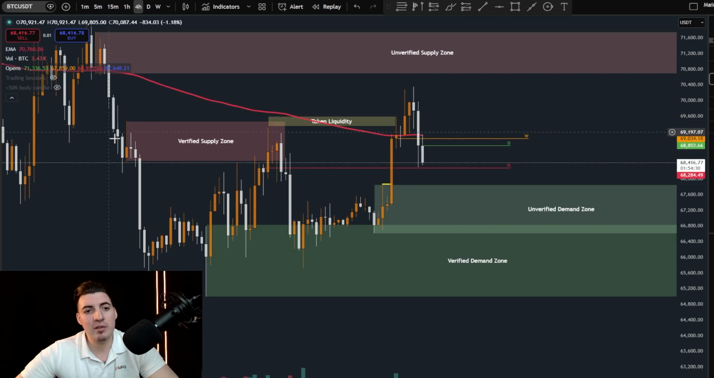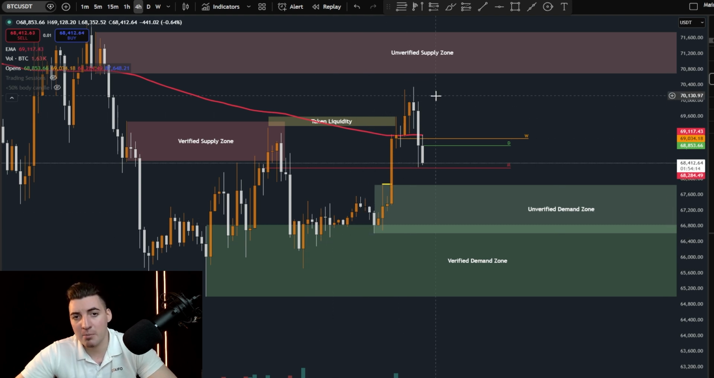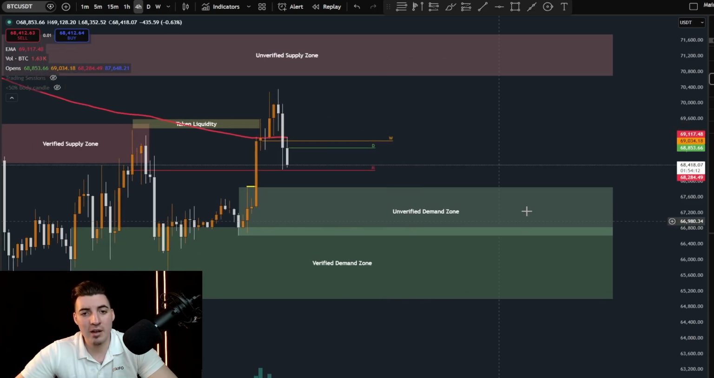And what we have seen is that the price came down. It then created this verified demand zone because the price pushed itself up. It hit this supply zone. It pushed itself back down into this demand zone, and it began to consolidate before pushing itself back into the upside, breaking market structure and creating this new unverified demand zone.